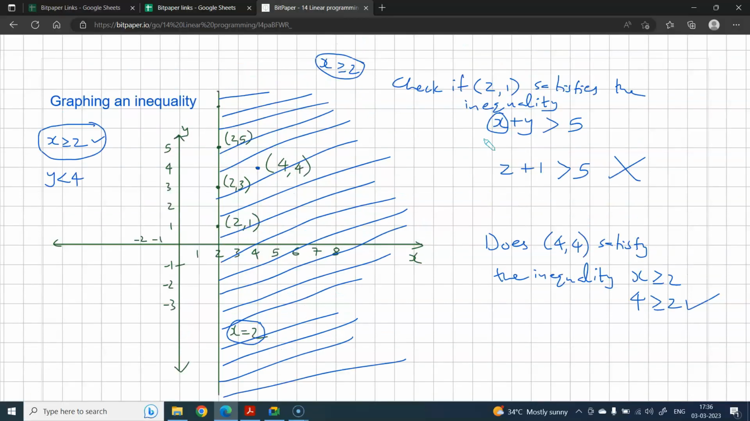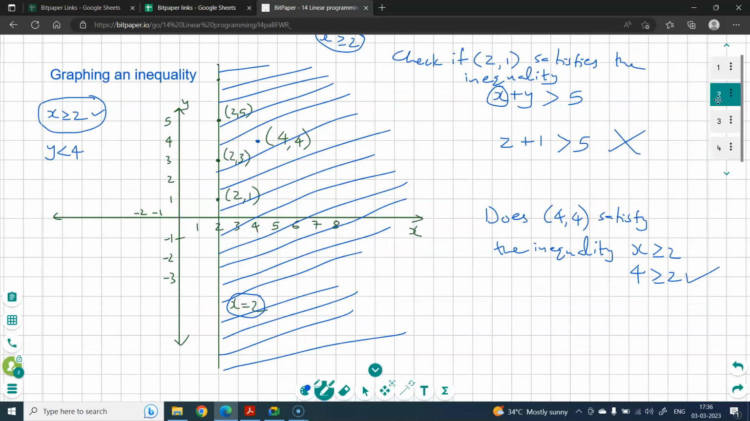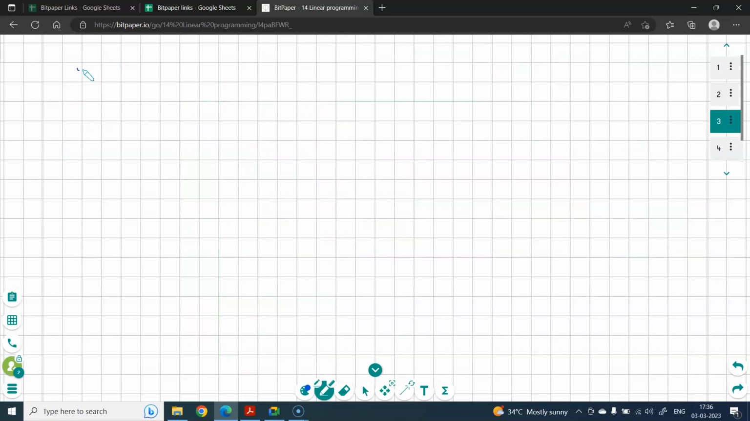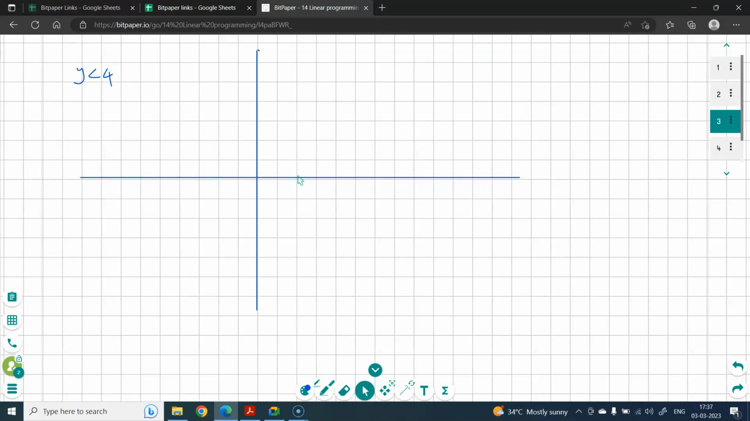One second. Let's do y less than 4. We are going to draw y less than 4. So as usual, we draw the x and y axis. That's your y axis, that's your x axis. And then, what will y less than 4 look like? Y downwards, downwards from where? From 4 to down. Very good.